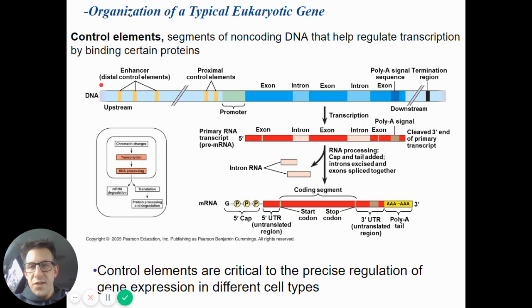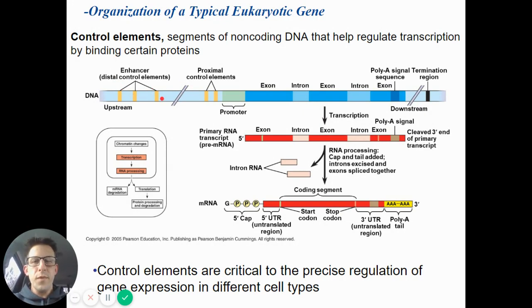This one here, the distal control elements, are located further away from the gene, or further upstream from where the gene is. These have an alternate name that they go by, called the enhancers. So the enhancer is the distal control element, the ones that are located here, and these are little sequences of base pairs that we see here in yellow.